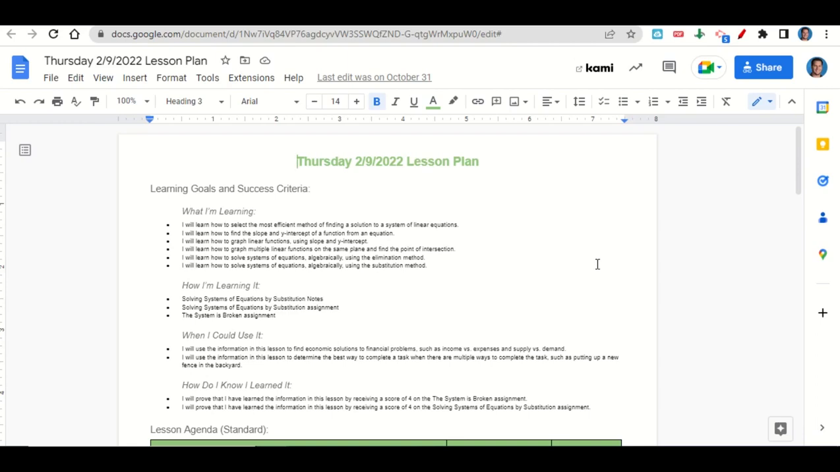How do you know you learned it? By getting a score of 4 on the solving systems of equations by substitution assignment and a 4 on the System is Broken assignment.